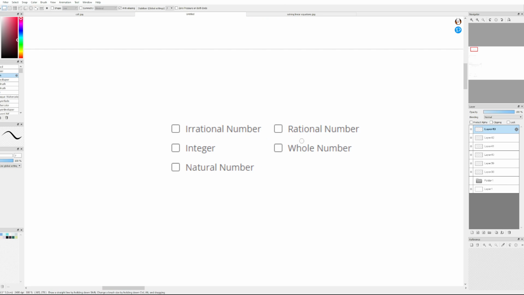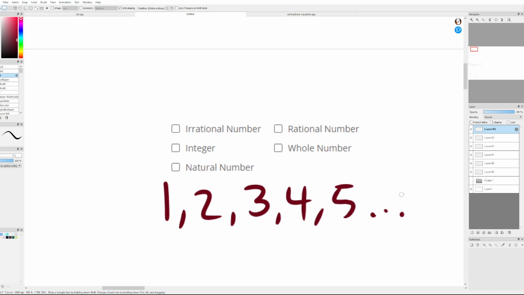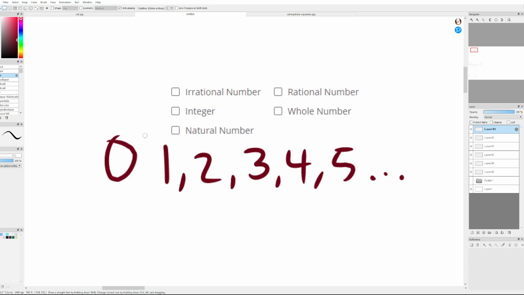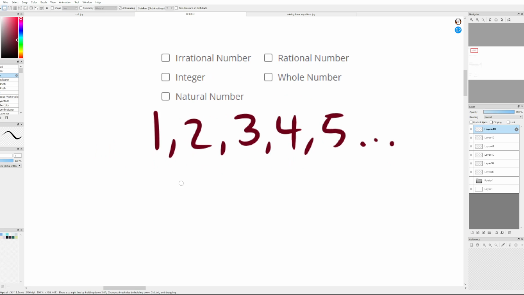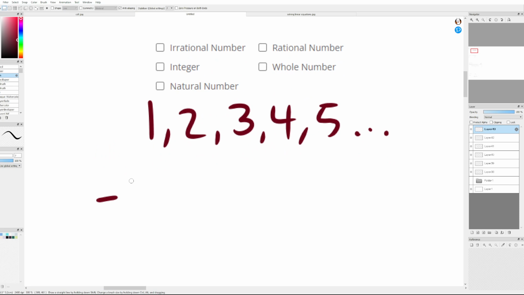A natural number starts at 1 and goes on to all positive numbers. So 1, 2, 3, 4, 5, etc. It does not include 0. Whole numbers do include 0, but they don't count negative numbers. Integers count negative numbers and 0.